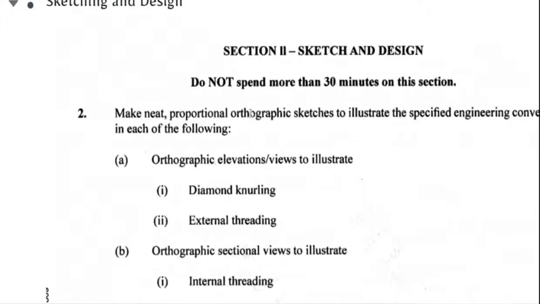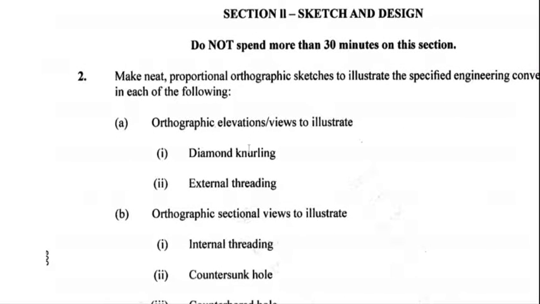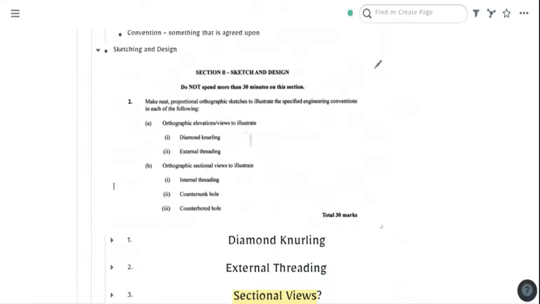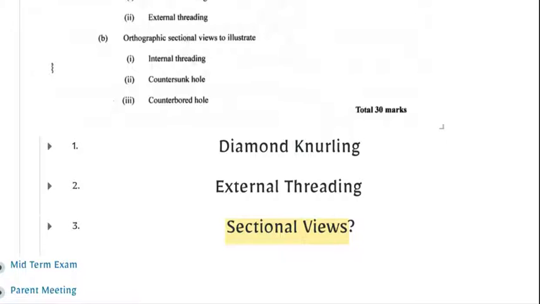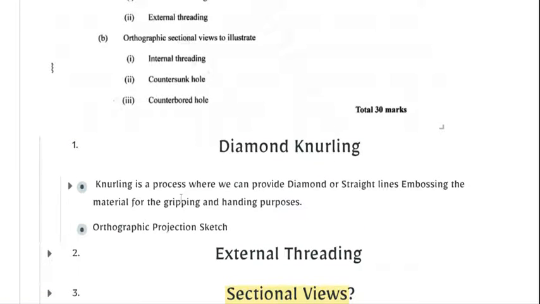So now the first orthographic that they wanted to draw is something called diamond knurling. And we're going to go through that. So let's go to diamond knurling. Everybody seeing here? Diamond knurling. So knurling is simply a process. Break it down further. A process is something that you do.